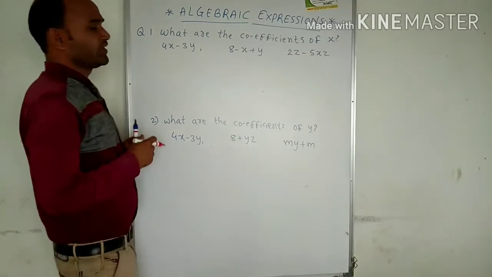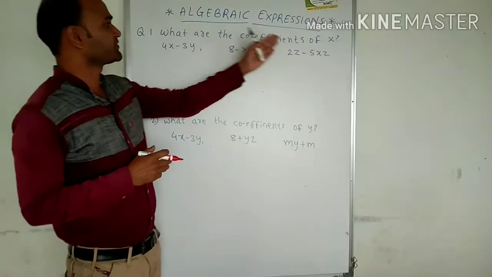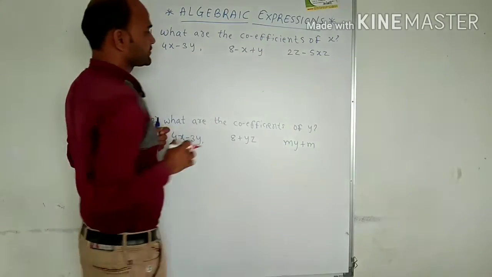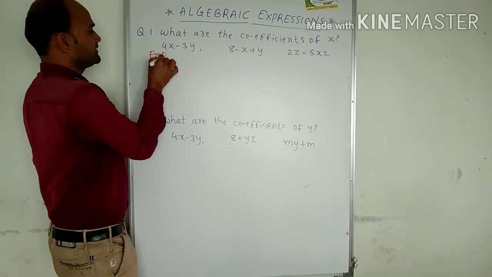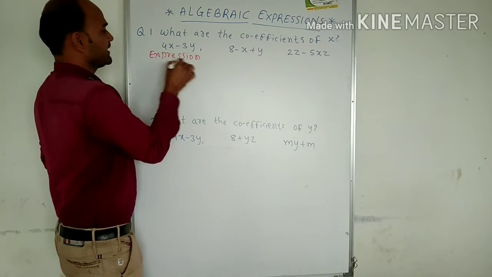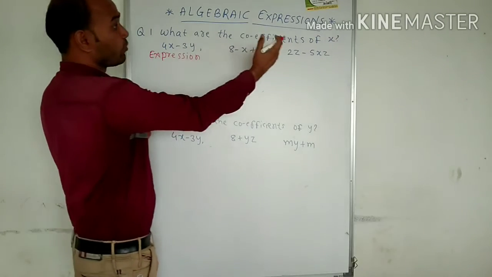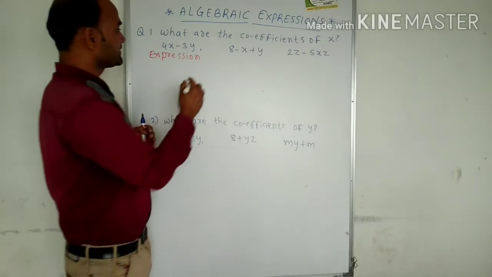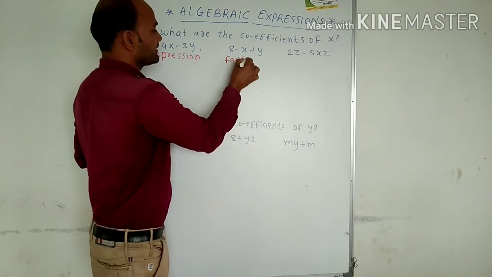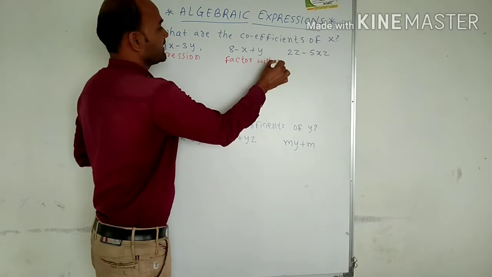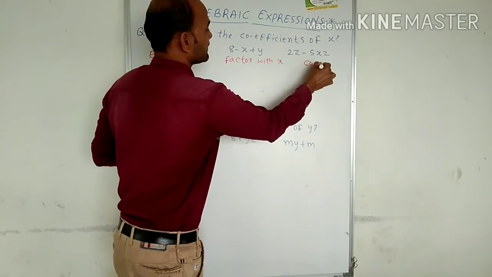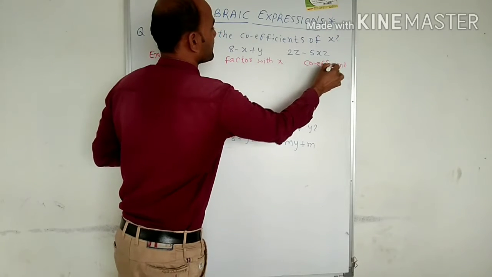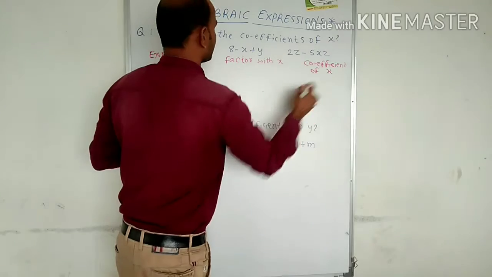Okay, so we are going to discuss here what are the coefficients of x. Here some expressions are given, 3 expressions are there, so we can write here the first one, it is the expression, and here what are the coefficients of x we want. What we want, the coefficient of x. So the next term we can see here the factor with x, and then next one, see coefficient of x. Next one, coefficient of x.